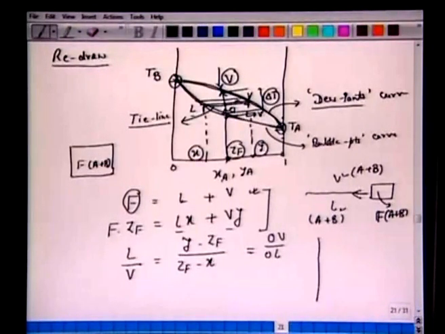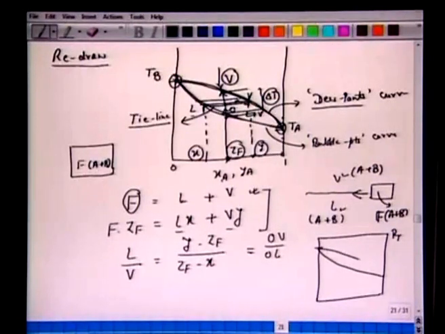So we have this Txy diagram at a given pressure. We have fixed the pressure. We have this Txy diagram, Tb, Ta, and let's do this calculation for ZF. So this mixture has been brought to this temperature. Now we have O, this point here, this is V, this is L, this is Y, this is X. So Y minus ZF is nothing but OV, and ZF minus X is nothing but OL.